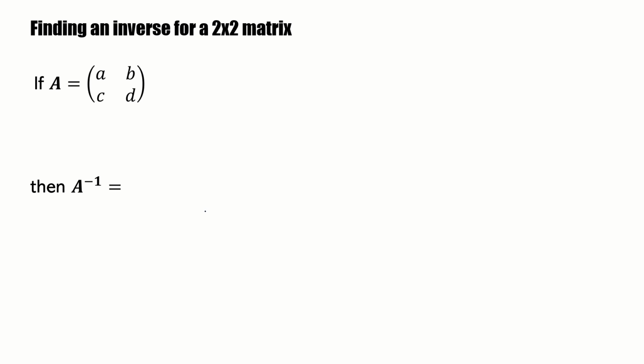Well, you basically need to remember a formula when it comes to finding inverse matrices for 2 by 2 matrices. And the formula is as follows. In front, you're going to have a factor of 1 divided by the determinant of the original matrix. And then inside, you need to remember the following rules.